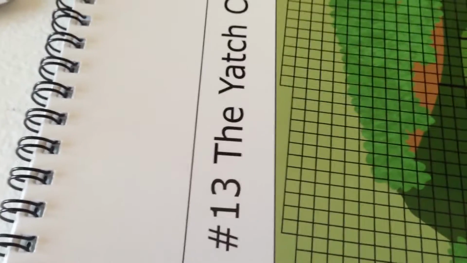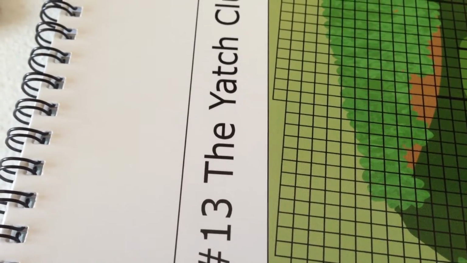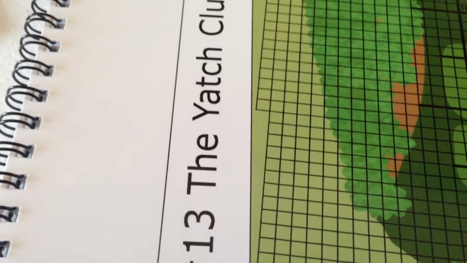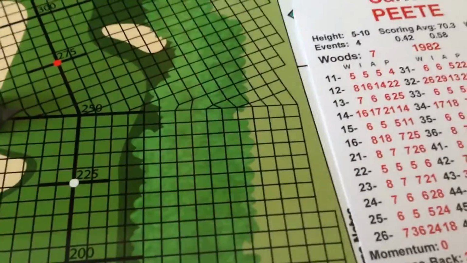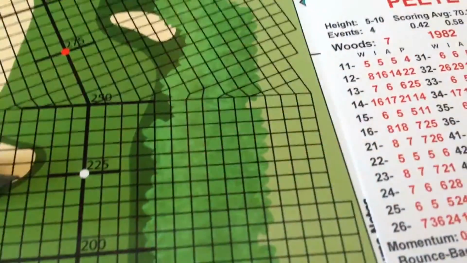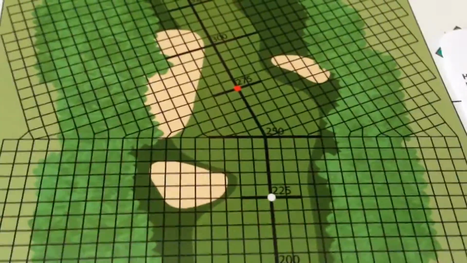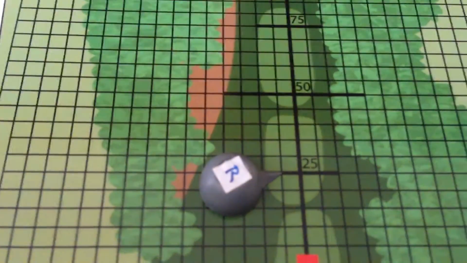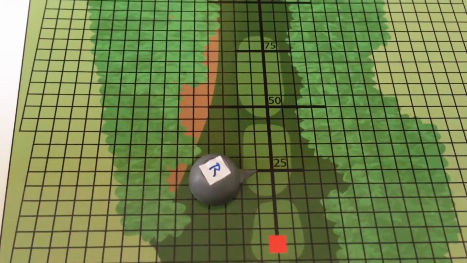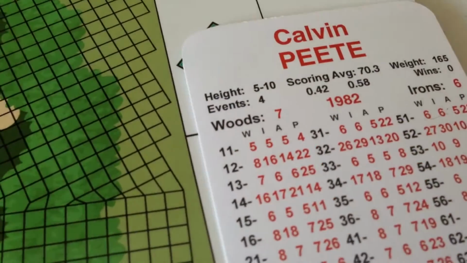Here's another question for the TGA Tour Law lawyers. I'm at number 13 at the Yacht Club, par 4, 374. Mr. Calvin Peete, I decided to aim five yards to the left to try to cut off this dog leg. So let me set him up here at the 25-yard marker. 5 yards left. I did happen to roll an 11.